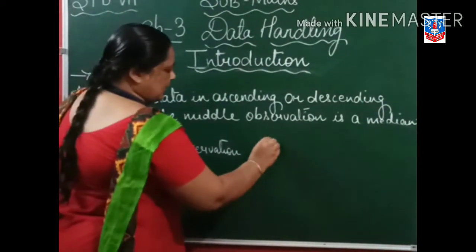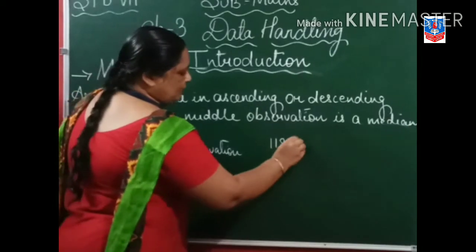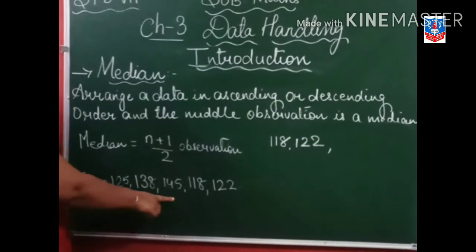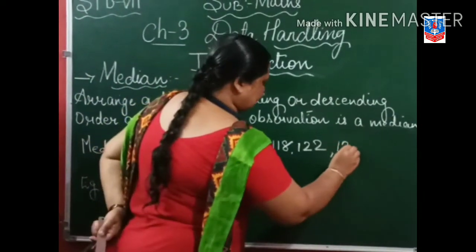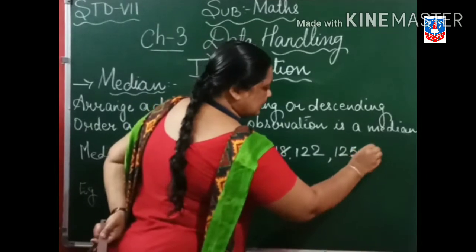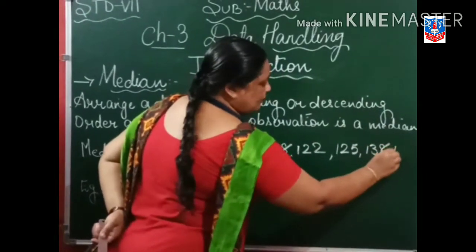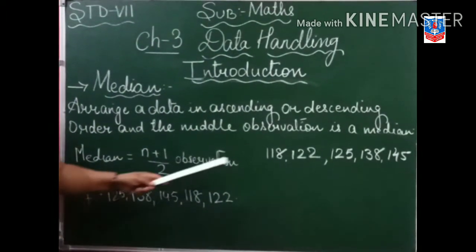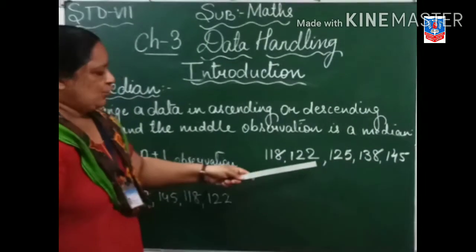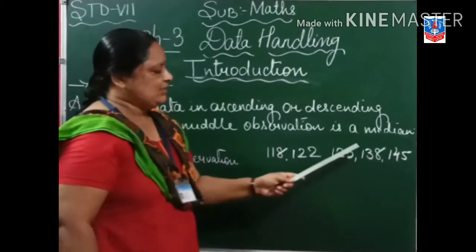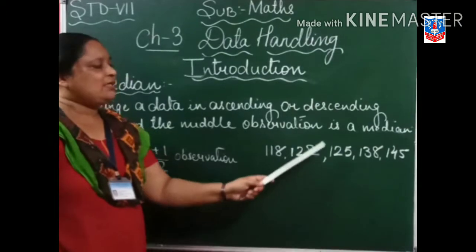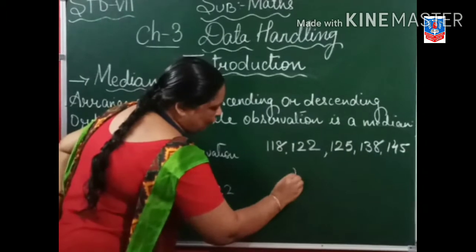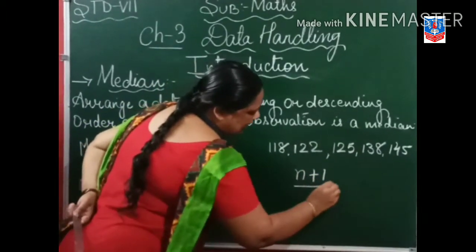First is 118, then 122, 125, 138 and 145. Here you can directly find the median. See, total 5. 2 here and 2 here. Then which is the middle one? 125 is the median. Next method is you can use the formula (n plus 1) by 2.